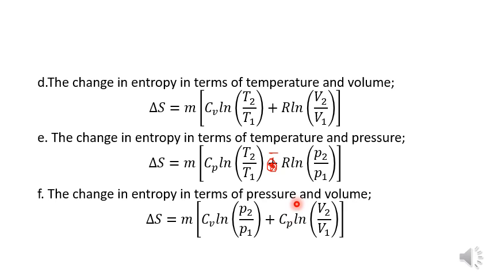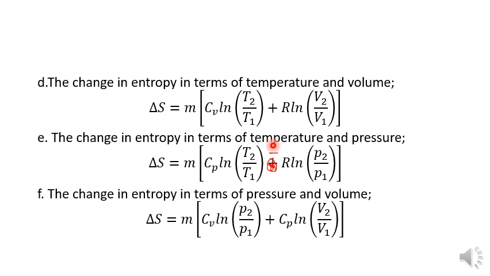Next, in terms of pressure and volume: Cv ln P2 by P1 plus Cp ln V2 by V1. This is nothing but the combination of constant pressure and constant volume; just combine both the equations. We already know the relations. It is the constant pressure mR ln V2 by V1, and constant volume is Cv ln T2 by T1. M is the common factor, so I am taking m as common: Cv ln T2 by T1 plus R ln V2 by V1. These formulas are the combination of constant temperature, constant pressure and constant volume.